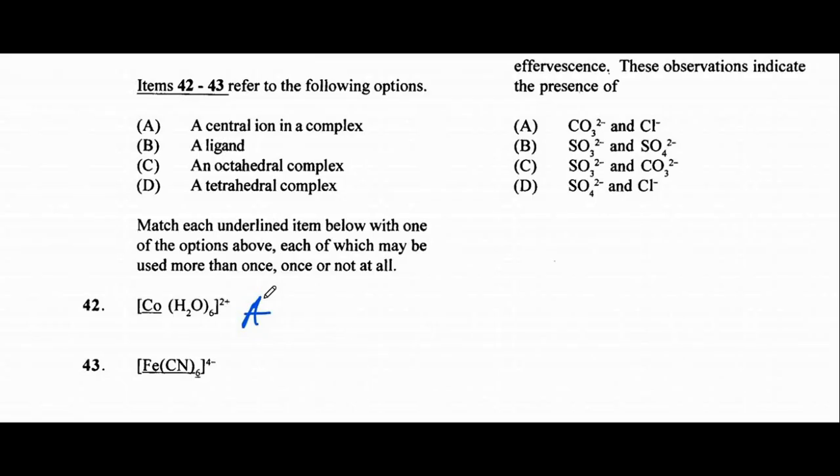43 underlines the entire complex. Now, how do we decide whether it's octahedral or tetrahedral? We look at the coordination number. The coordination number is 6, which tells us that it's an octahedral complex. If it were 4, then it would be a tetrahedral complex. So 43 is C. 44.